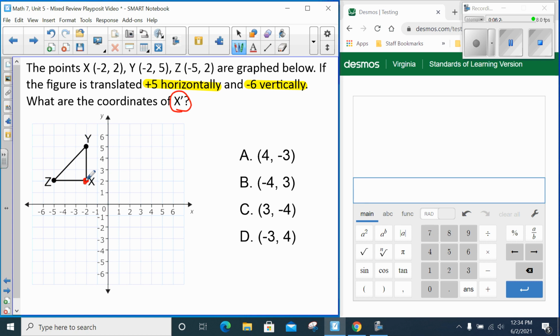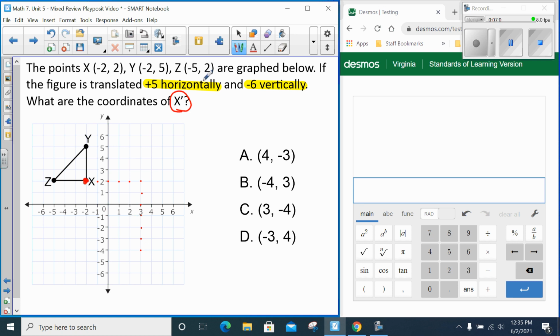So starting with point x, I want to move 5 units horizontal. Because it's a +5, that means we're going to go 5 to the right. If it were a -5 horizontal, that would mean we would move 5 units to the left. So from my point where x is at -2, 2, I'm going to move 5 right. 1, 2, 3, 4, 5. Now I need to move -6 vertically, which means from here I'm going to move down 6. 1, 2, 3, 4, 5, 6.